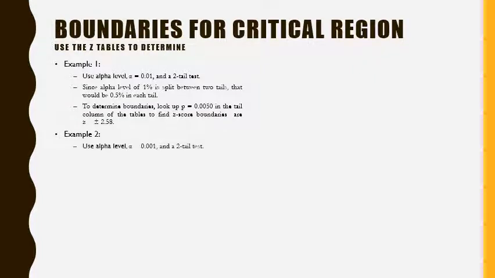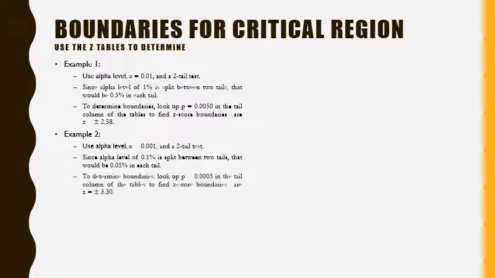Let's look at example 2. Let's say that we're using an alpha level of 0.001 in a two-tail test. And again, this is 0.1%. You're going to split it between two tails. That's 0.05% for each tail. To determine the boundaries, you're going to look up the p-value of 0.0005 in the tail to determine z-score boundaries of plus and minus 3.30. And again, this alpha level of 0.001, this means 99.9% of the scores are in the body with everybody else. Only 0.1% is in the two tails.